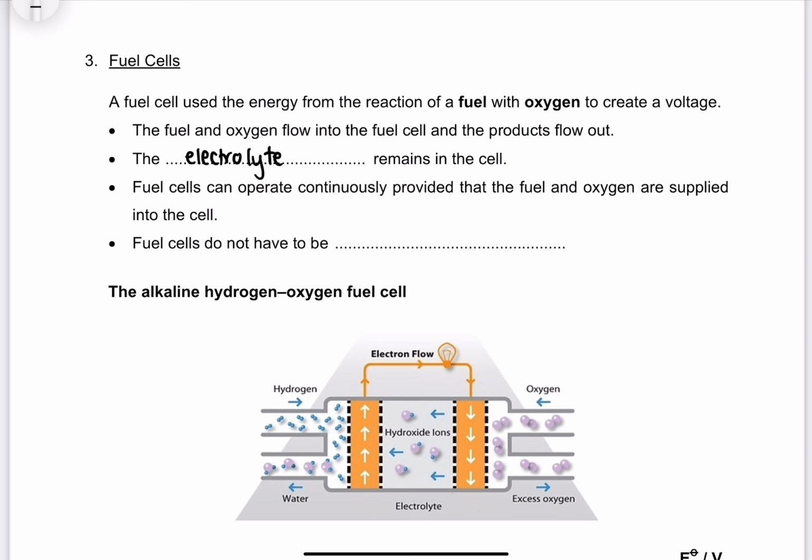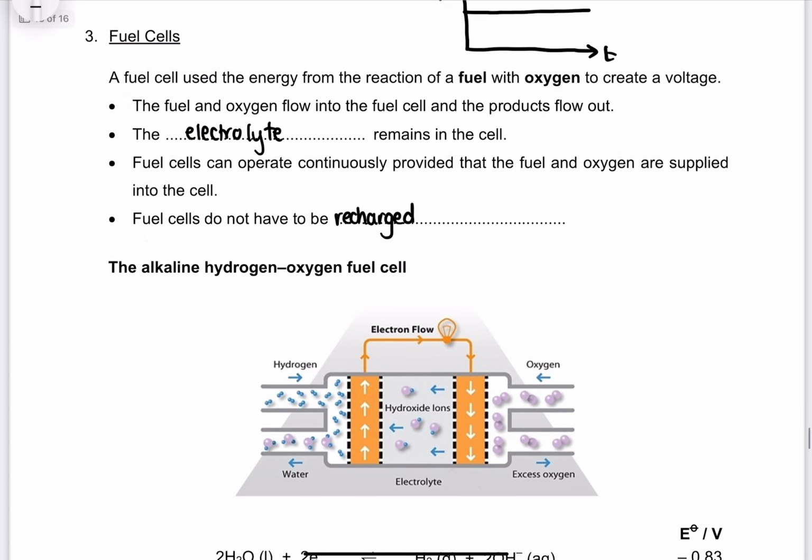They can operate continuously as long as you keep putting fuel and oxygen in. They do not need to be recharged. They don't lose their voltage. As long as you keep putting fuel in, then you will just see a continuous voltage over time.